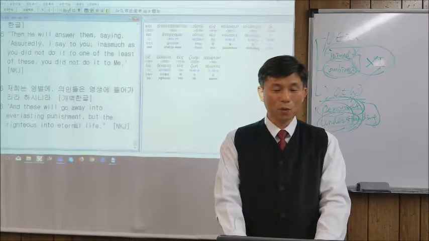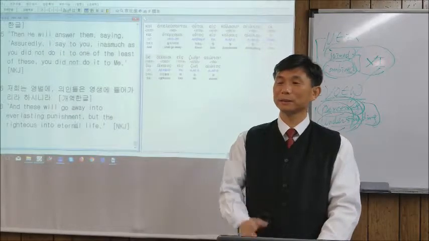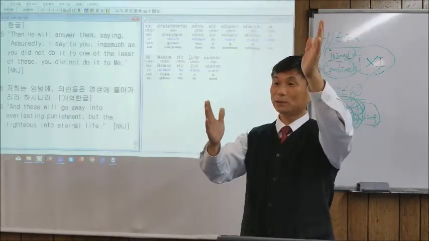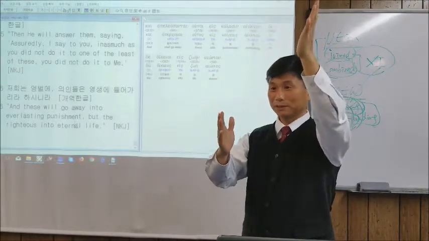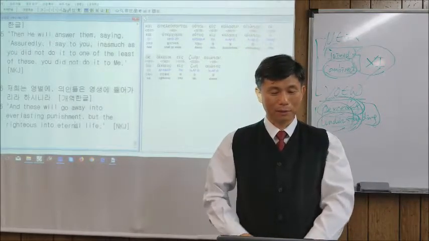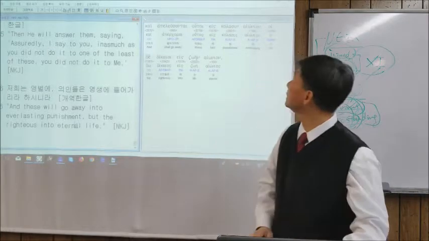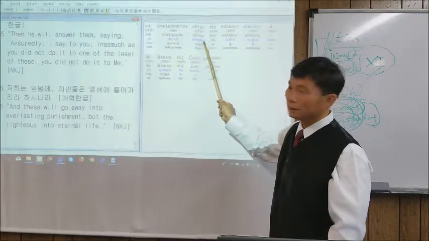And these will go away into everlasting punishment. So this story is the goat, right? And then the previous story is the one talent, right? And then the previous story is the five foolish virgins. It's all the same line, right? So these will go away into everlasting punishment, but the righteous into eternal life. These, right? Οὗτος, οὗτος, οὗτος, right? Plural, right?